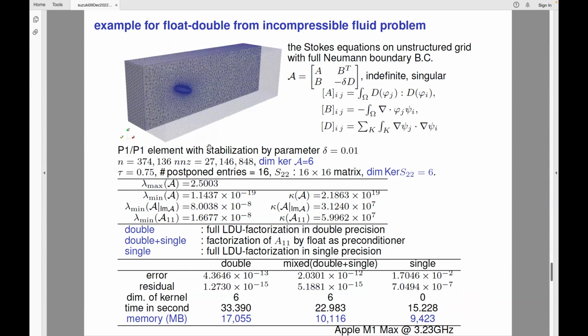So the next one is using FFM. I consider the Stokes equation with full Neumann boundary condition. Here we have a 6-dimensional kernel. I put the full Neumann boundary condition. This is artificial, sorry, but it corresponds to the rigid body modes. And I use a stabilized finite element.